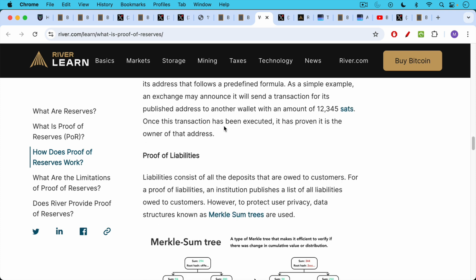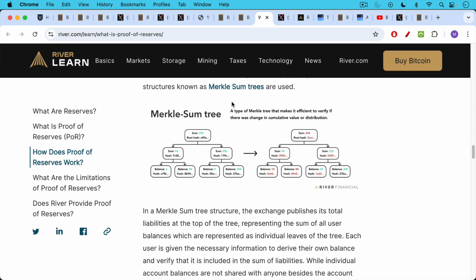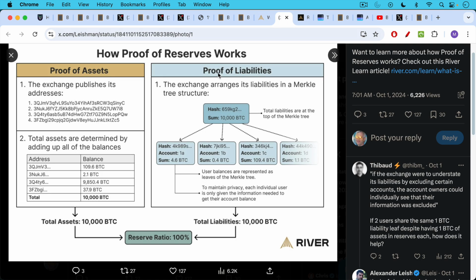The proof of liabilities. Liabilities are just all the deposits that are owed to customers. These are liabilities of River itself, because it needs to pay the customers if they ask for their Bitcoin. For a proof of liabilities, an institution publishes a list of all liabilities owed to customers. However, to protect user privacy, data structures known as Merkle sum trees are used. And we're not going to go into the details of that today.